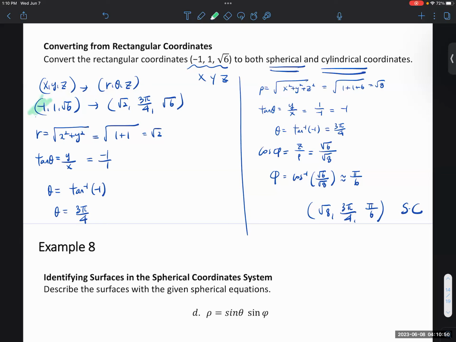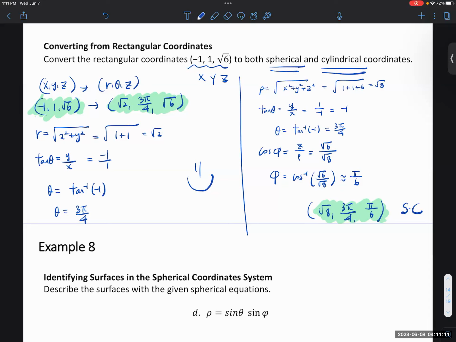This is the rectangular. This is the cylindrical coordinate system. And then this is the spherical coordinate system. Okay, so you got this. You got this back and forth. Okay, so I'm going to just do a couple more examples, just a couple more.